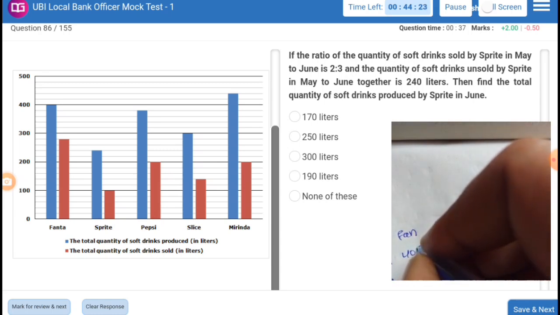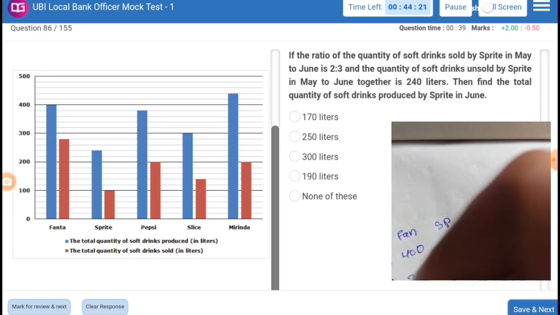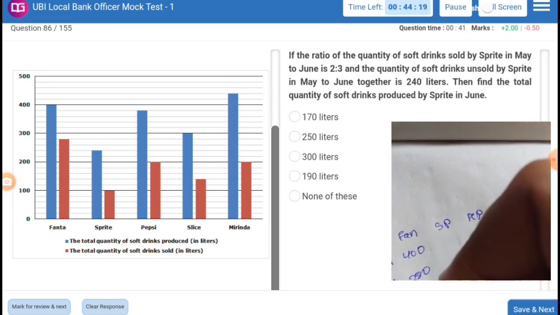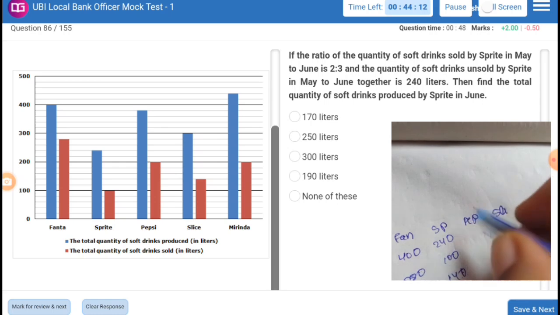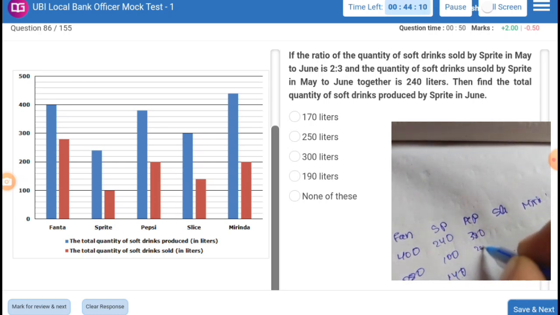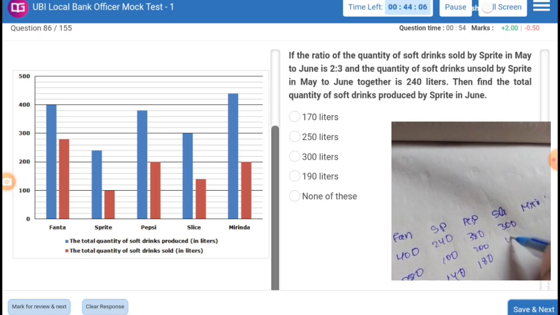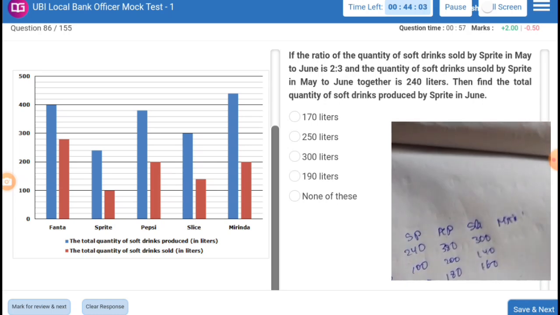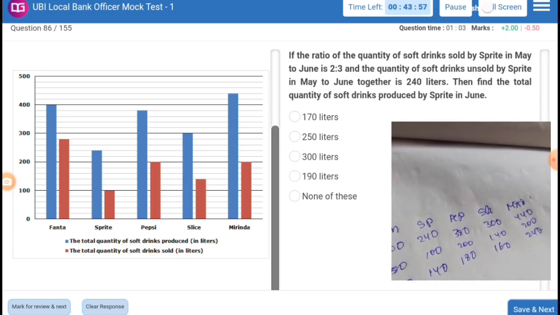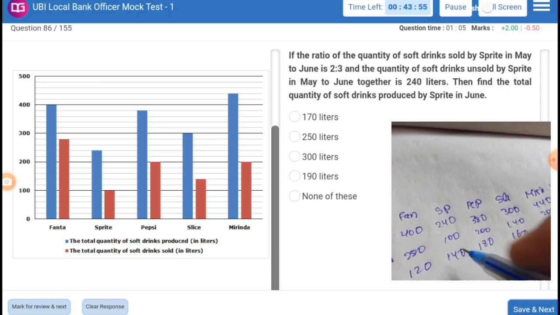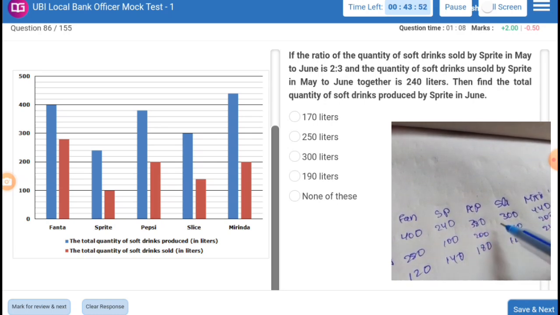400, 280, that is 120, 240, 100, 140, 380, 200, 180, 300, 140, 160, 440, 200 and 240. The ratio of the quantity of soft drink by Sprite in May to June.